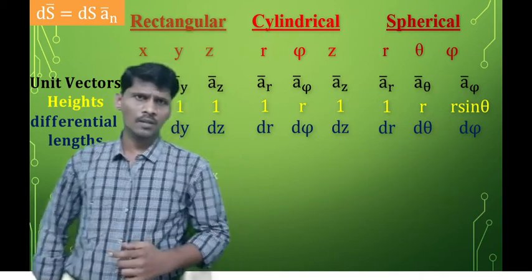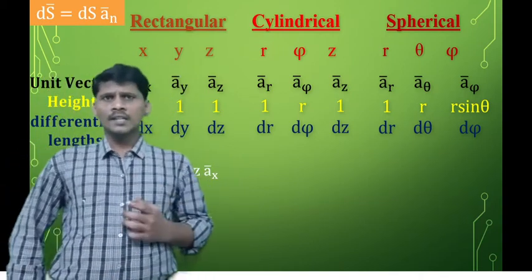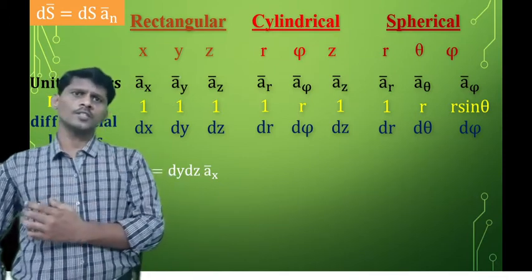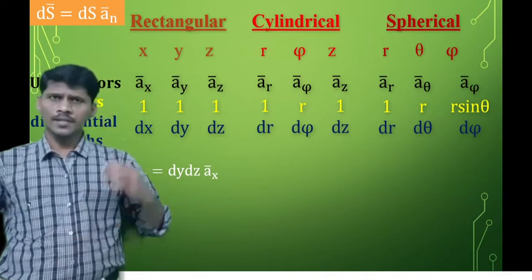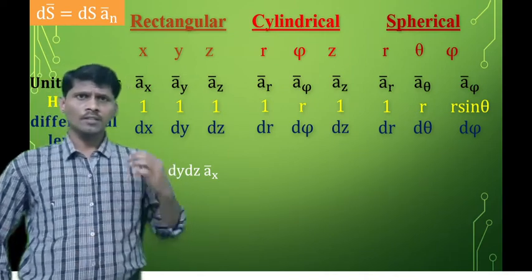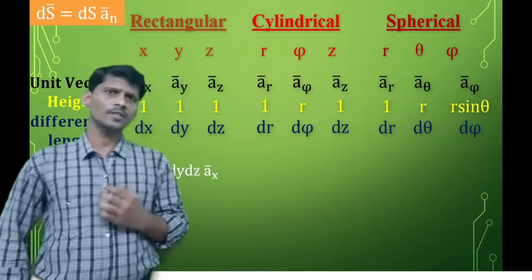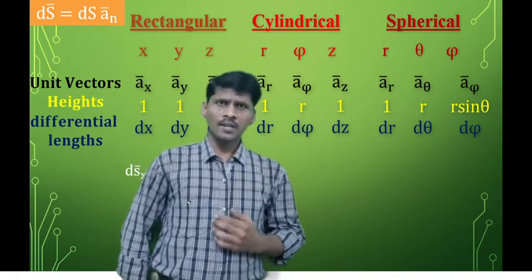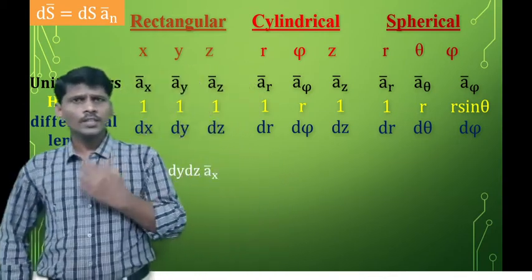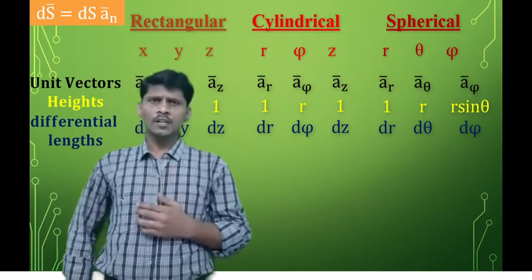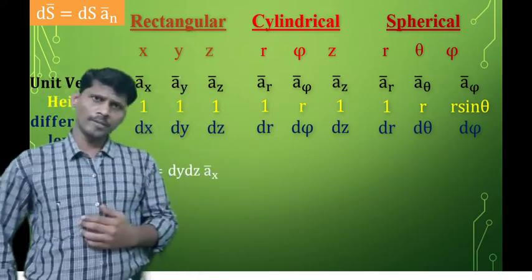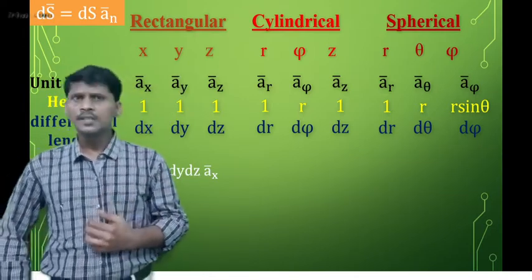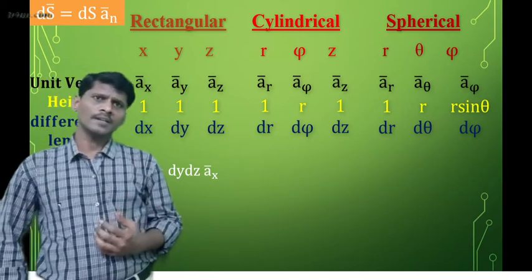So in this tabular column, easily remember differential vector surface area in Cartesian coordinate system, cylindrical coordinate system and spherical coordinate system. In Cartesian coordinate system, what are the differential vector surface areas? dSx bar, dSy bar, dSz bar. In cylindrical coordinate system: dSr bar, dSphi bar and dSz bar. And in spherical coordinate system: dSr bar, dStheta bar and dSphi bar.